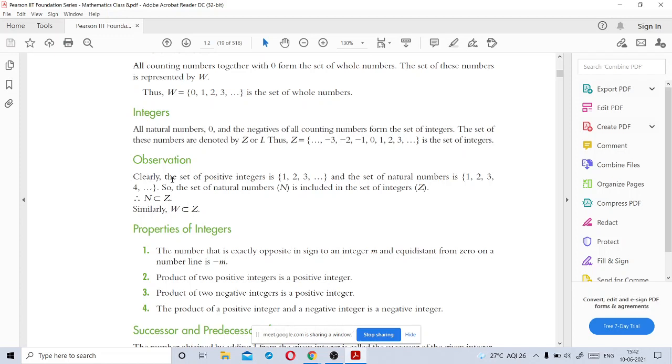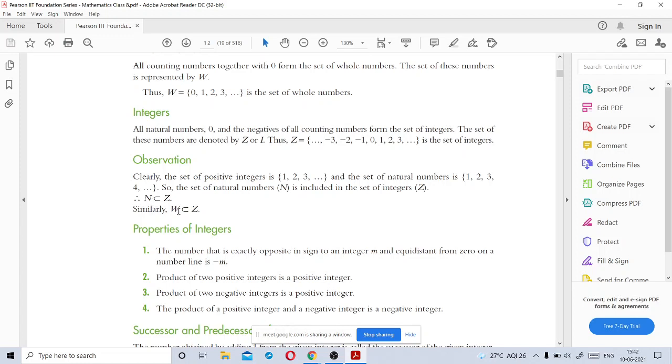Observation. Clearly, the set of positive integers is {1, 2, 3} and the set of natural numbers is {1, 2, 3, and so on}. So the set of natural numbers, capital letter N, is included in the set of integers. Here N is a subset of Z, meaning it is a smaller set. Integers is a bigger set. More number of elements are there than that of natural numbers. Okay, my children.